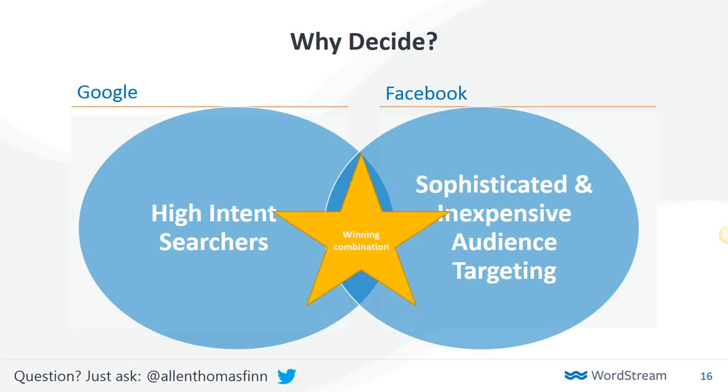Ideally, you want to be able to pair the high-intent searchers that you can find on Google with the sophisticated and inexpensive audience targeting from Facebook to reach more people more effectively and then obviously convert them. Choosing just one, frankly, would be a mistake for most businesses.